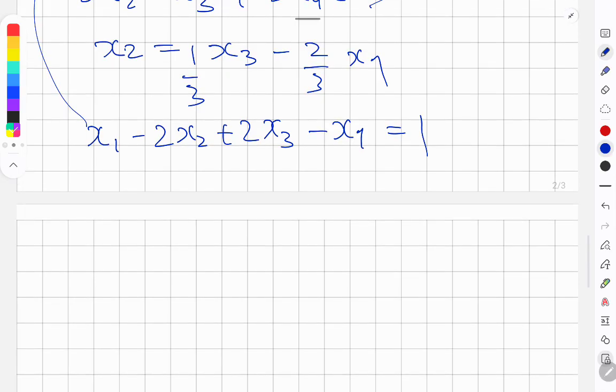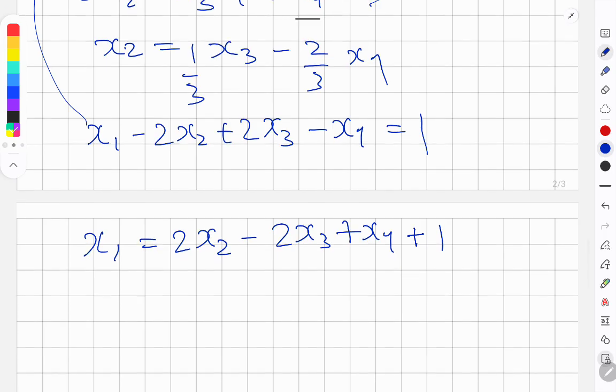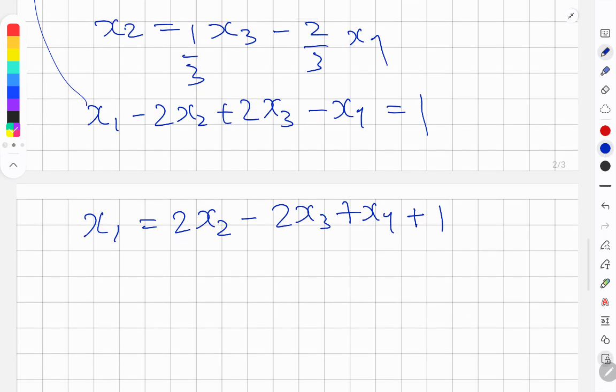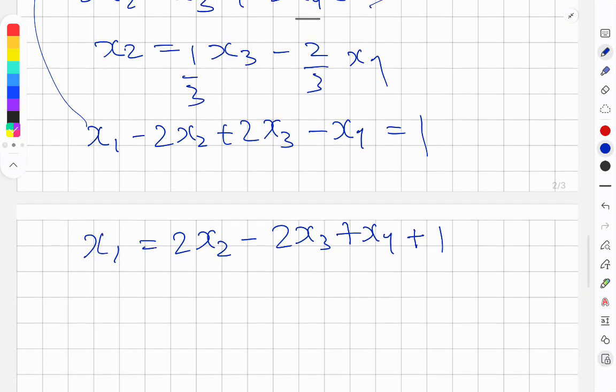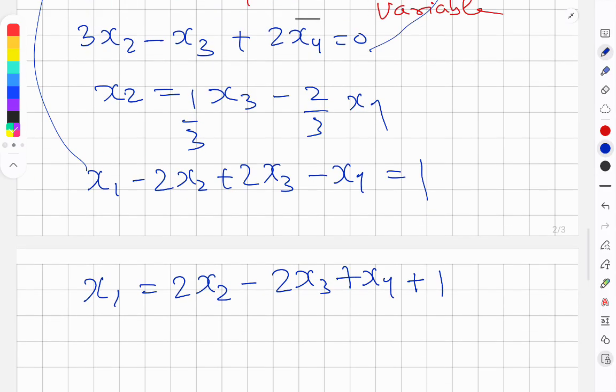And then x1 is equal to 2x2 negative 2 times x3 positive x4 plus 1, because there is a 1 over here. Which you forgot, actually. So there is no particular solution, that's why. Repeat: since there was a 1 here, because of this one you will see a particular solution will come. You just have the homogeneous solution.